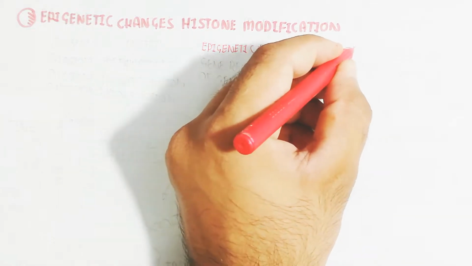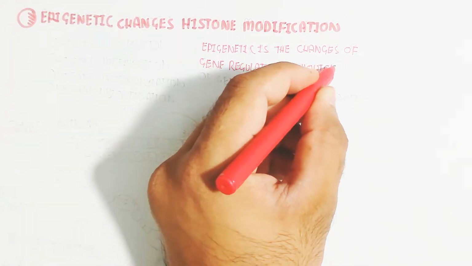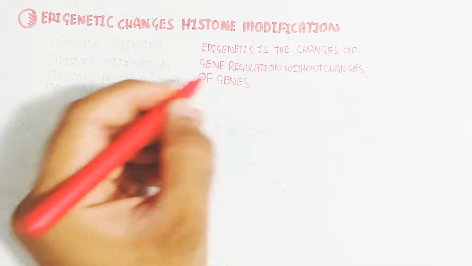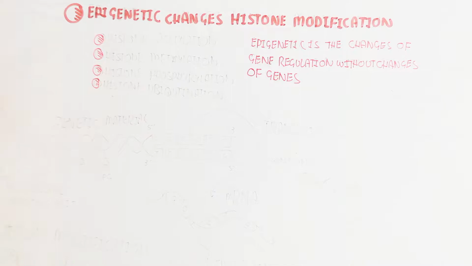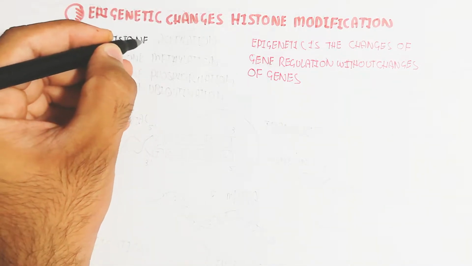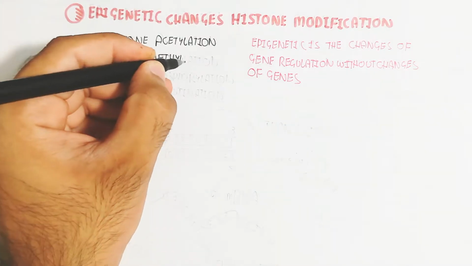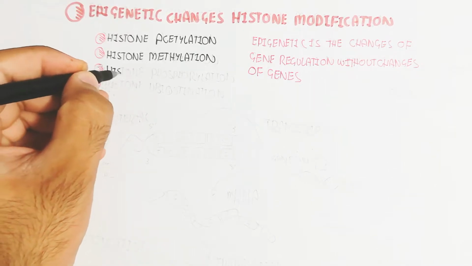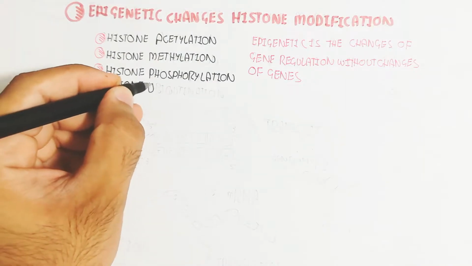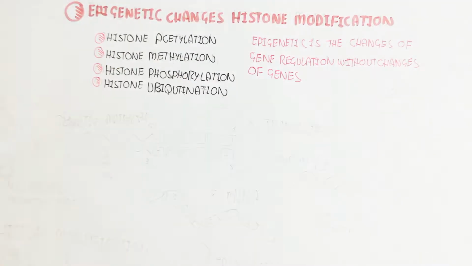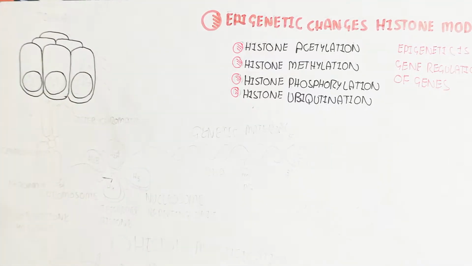First of all, epigenetics is the change of gene regulation without changes of the genes. It means the nitrogenous bases will not change and the DNA segment will not change, but the changes are due to the addition of an acetyl group or methyl group: histone acetylation, histone methylation, histone phosphorylation, and histone ubiquitination. These are the four types of addition of an extra molecule to the DNA to change its function, for example, silence or express.